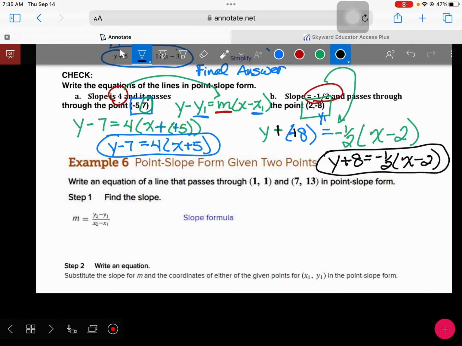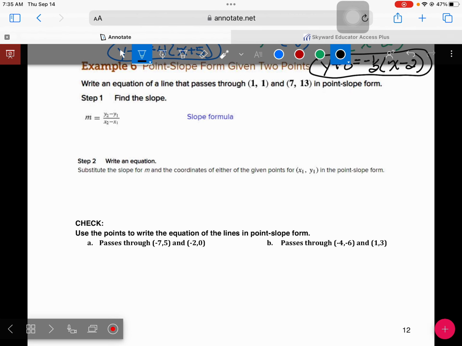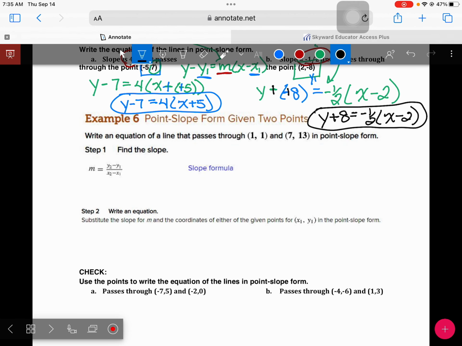All right. So let's go to the last part of this section. Now we're going to do point slope form, but we are only going to be given 2 points. Well, we can handle that.